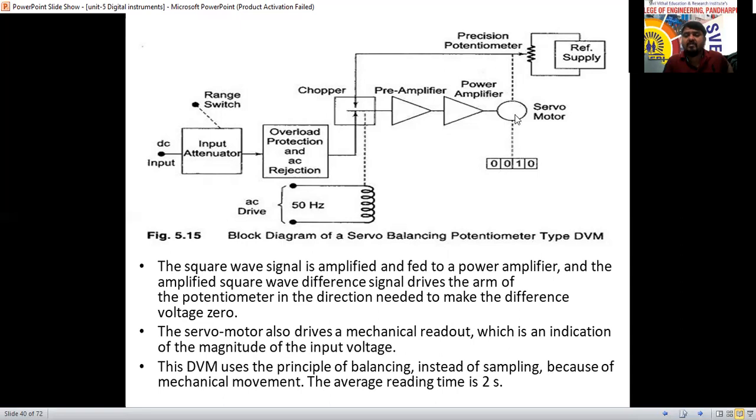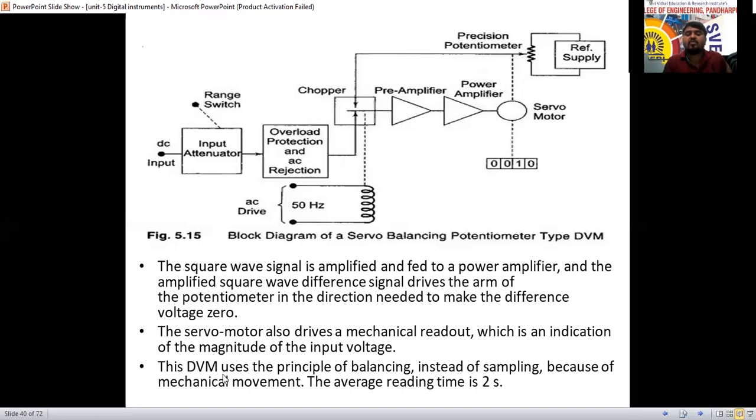The arm of this potentiometer, which is the dotted line, is connected here, and it is going to rotate the potentiometer in the direction needed to make the difference voltage zero. To make the difference voltage zero, it adjusts the direction of rotation and takes the reference supply accordingly through a servo motor. The servo motor also drives a mechanical readout, which is an indication of the magnitude of the input voltage. Depending on how much difference there is, that much it rotates and gives the input voltage.